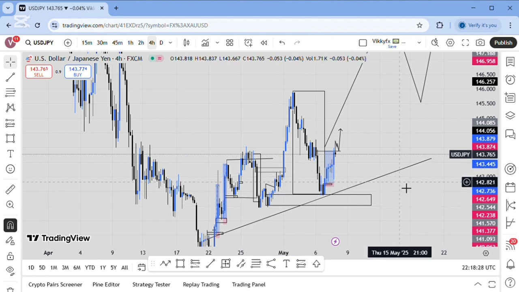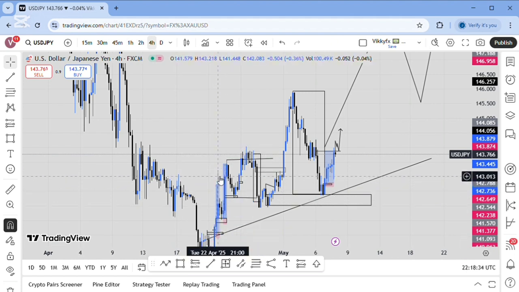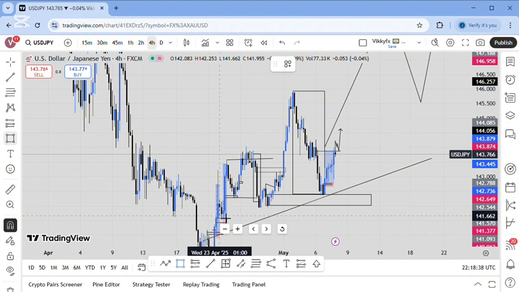That shows that this setup is valid. You understand? So your buy is valid. Same confirmation here. After making a break of structure, this was a demand zone. This was a demand zone here, right?